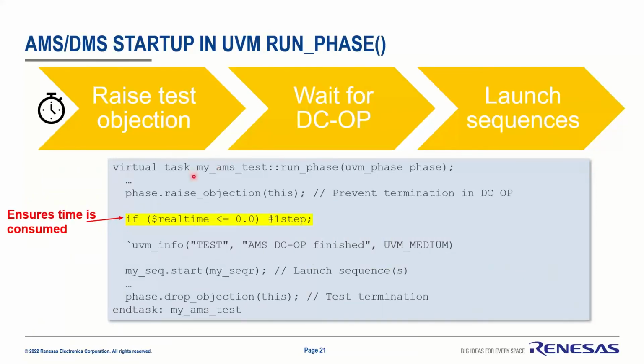The first thing we have to do is we need to raise an objection. If this run phase is happening, we need to make sure it consumes time before the sequence starts. We put in this statement here that guarantees we consume some time before the sequence starts. And so this is the sequence to guarantee that between DMS and AMS we always get the same results, and we're not having values start at non-zero.